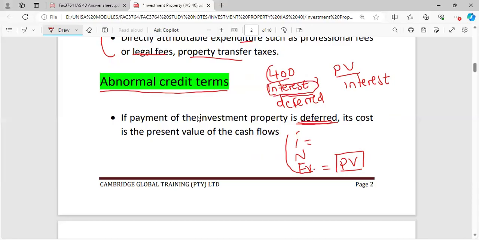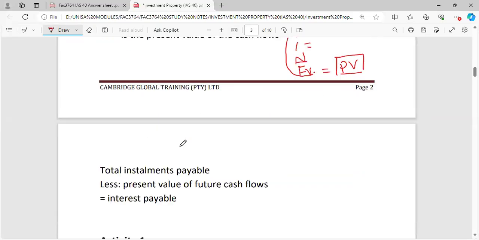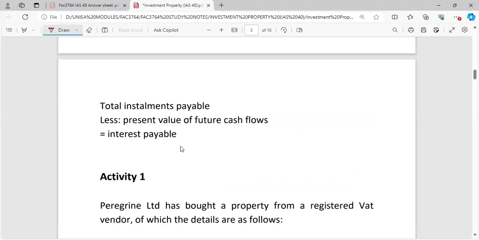So you can see from a question that there is an abnormal credit term where there is a deferment of payment, and they will tell you about the interest and also the period in which they are going to pay for the investment property. You will see the total installments payable less the present value of future cash flow. Then the difference is going to be interest. Which means in your asset book for the organization, the present value of the future cash flow is going to be the cost of the asset.